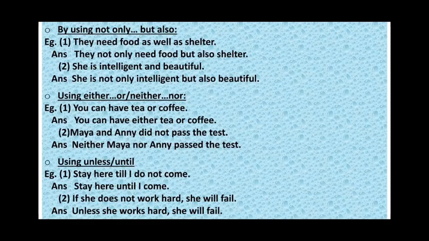Next, using either or neither nor. For example, you can have tea or coffee. So this is changed as you can have either tea or coffee. That means you are telling somebody that you have the options of tea and coffee.